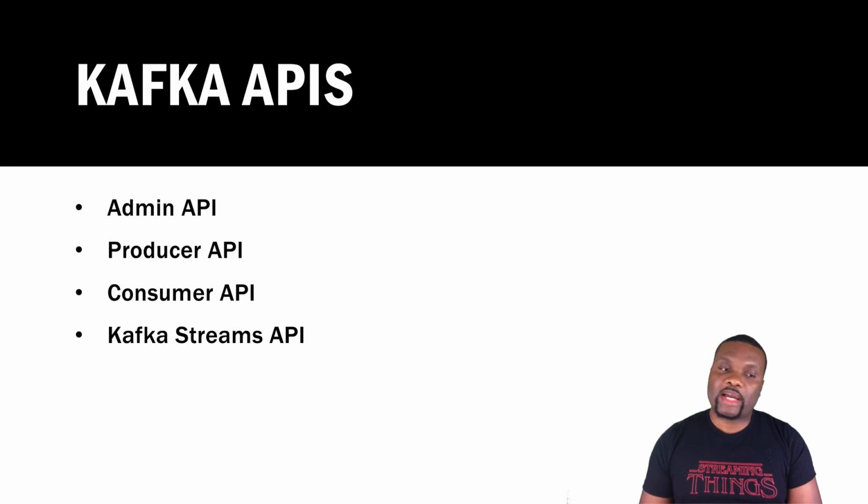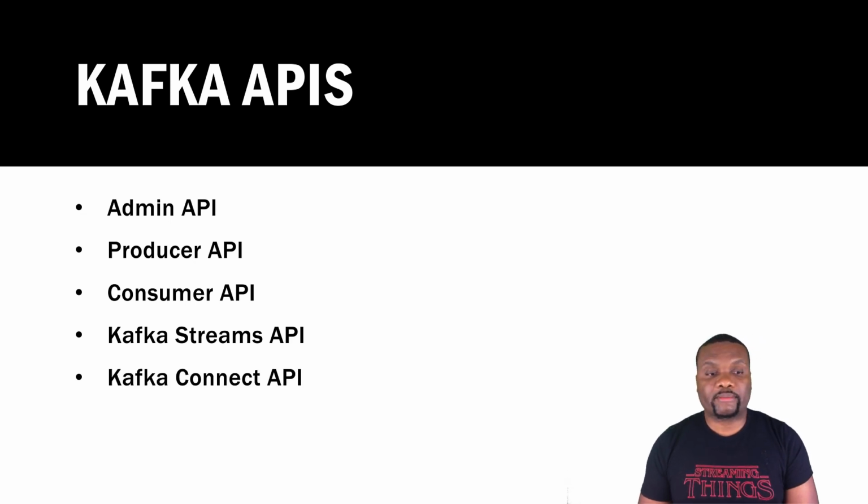Finally, we have the Connect API, which is broken up into two categories. The first category corresponds to the producer, which is the source connector that allows you to push data into Kafka by pulling it from different data sources. And then the sink connectors allow you to pull data out of Kafka and push it to different destination technologies.